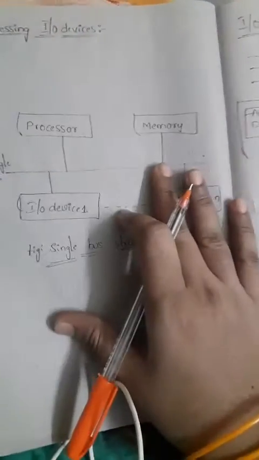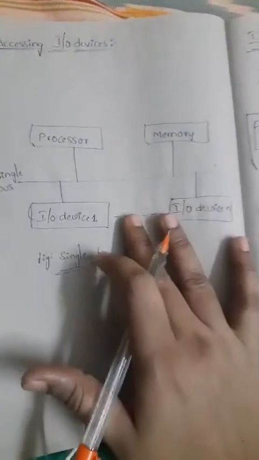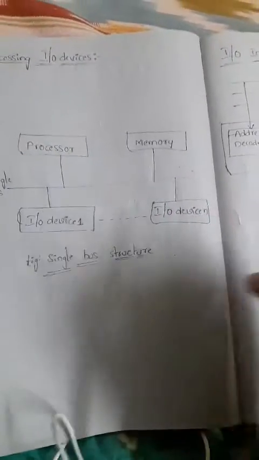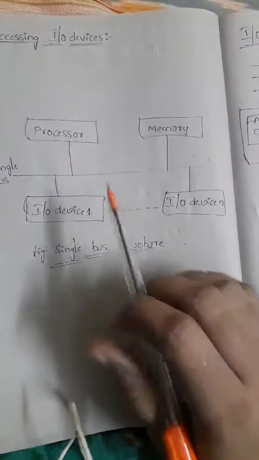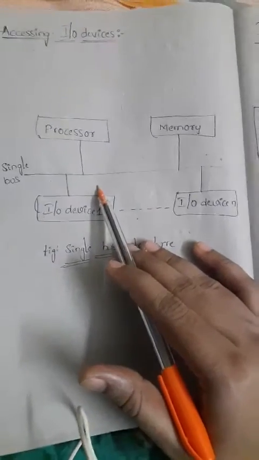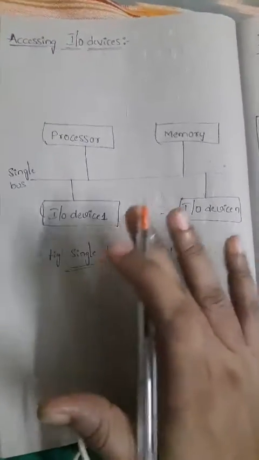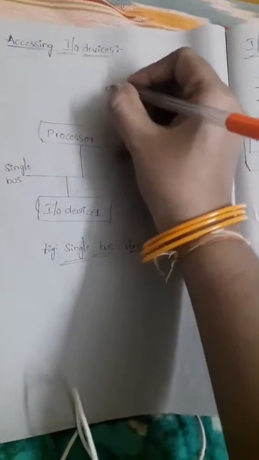In short, I am going to explain how to access input output devices. You know that input output devices are one of the essential components of our computer, right? Without input output devices, there is no use of a computer at all. We already know that, because simply we can say that a computer remains only for processing and storage.